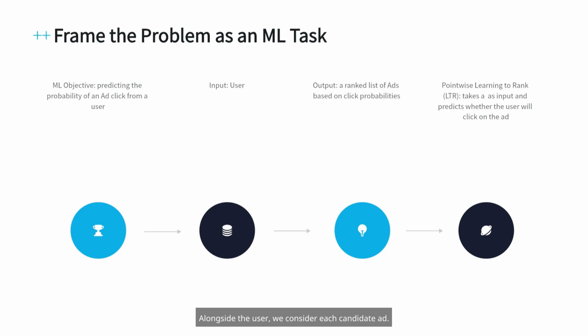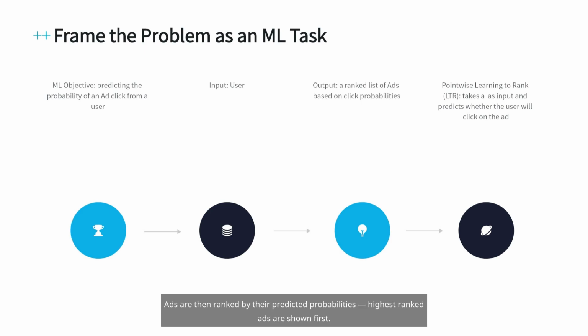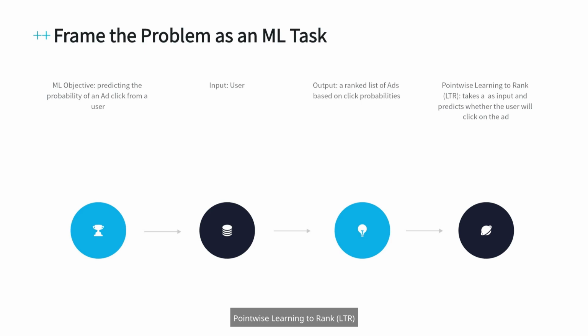Alongside the user, we consider each candidate ad. Each ad is also described by its own set of features: ad metadata, campaign category, text, image embedding, advertiser info, historical performance. Together, these form the user-ad pair we feed into the model. Output. For each user-ad pair, the model predicts a click probability. Ads are then ranked by their predicted probabilities. Highest ranked ads are shown first.